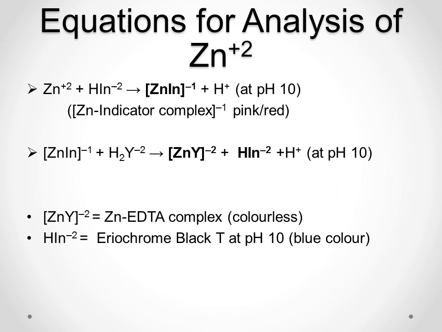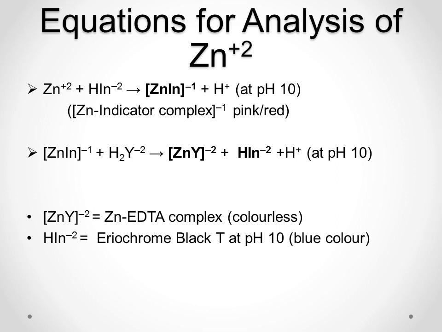If we talk about equations for the analysis of zinc 2+, zinc will react with the indicator to form the zinc indicator complex, which is pink or red in color. In the second equation, you can see when EDTA is added to the conical flask, this zinc indicator complex starts to break down and the relatively much more stable zinc EDTA complex starts to form, and the indicator sets free. The indicator will show blue color at pH 10. The free form of the indicator will appear blue.